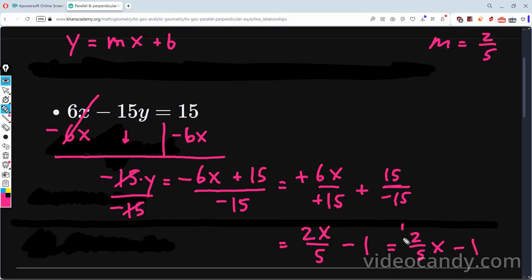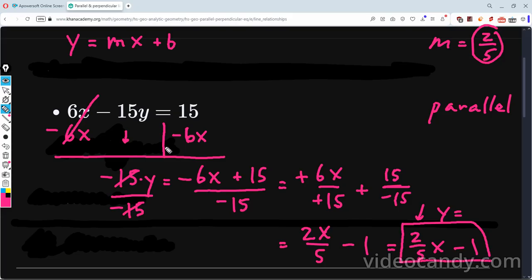All right, so this is the equation in y equals mx plus b form. Now we see the slope right here, the number that's times x. We see the slope is 2/5. This slope is also 2/5. So it's possible that they're parallel. However, we want to make sure they're not the same line.